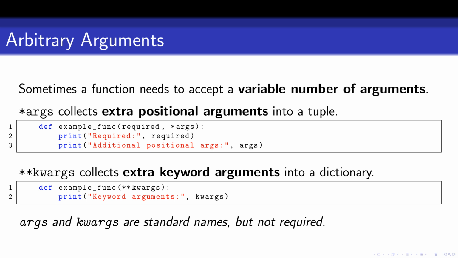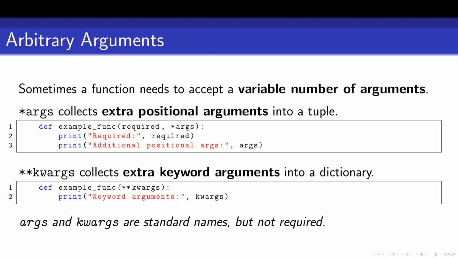Sometimes you'll want a function to accept a variable number of arguments, and Python supports this using single asterisk args and double asterisk kwargs. The single asterisk args syntax gathers extra positional arguments into a tuple, allowing the function to handle any number of unnamed inputs. Similarly, double asterisk kwargs collects keyword arguments into a dictionary, which is useful when you don't know in advance which named parameters might be passed.